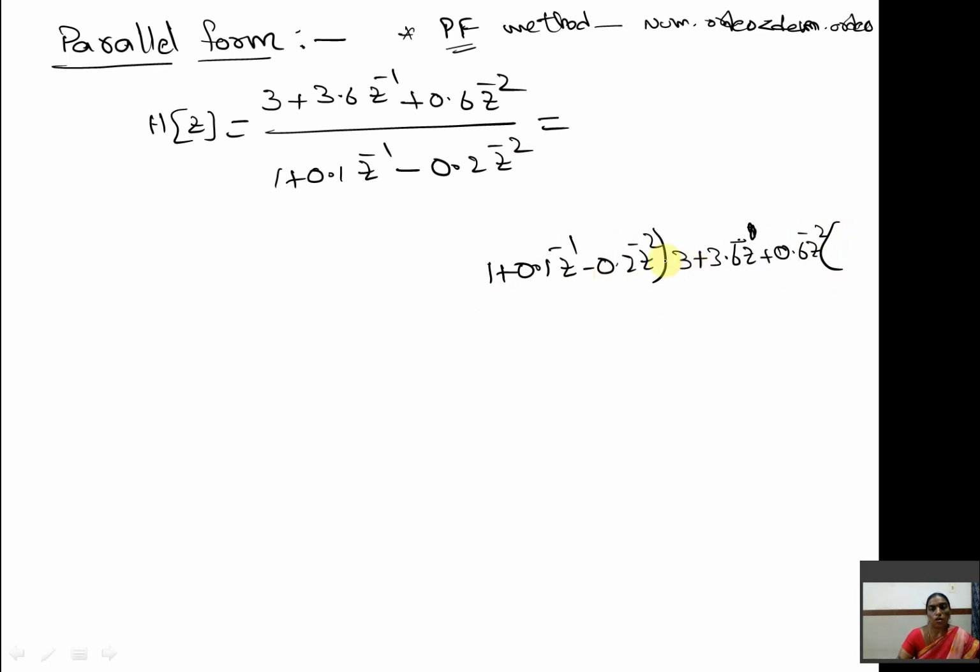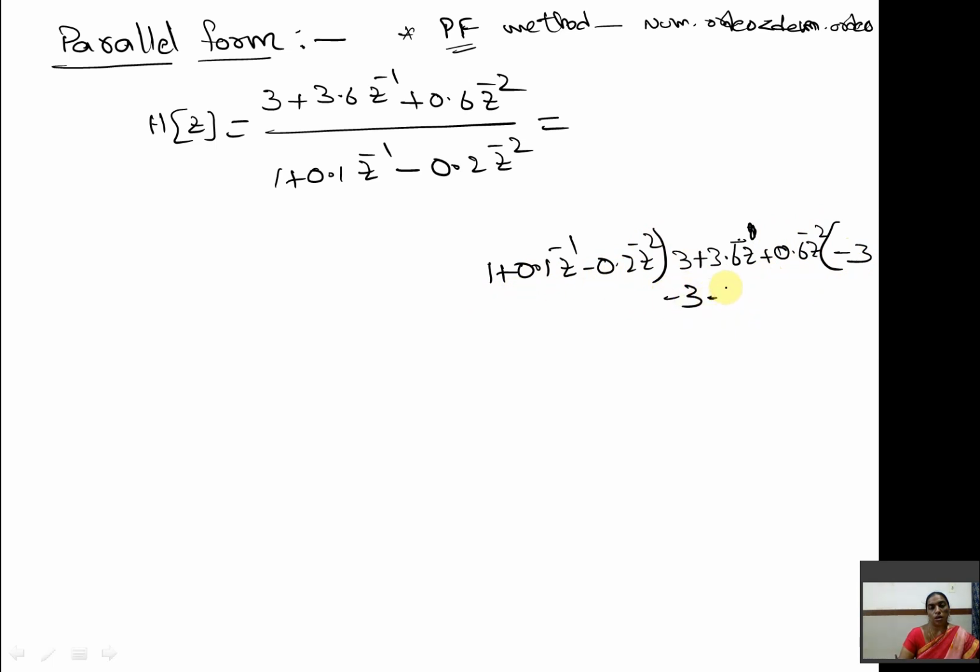So here to reduce the z power value from z power minus 2 to z power minus 1, first multiply this one with minus 3. Am I correct? If you multiply this one with minus 3 into plus 0.6 z power minus 2, then these get cancelled, right? So that's why here 1 into minus 3 is minus 3.